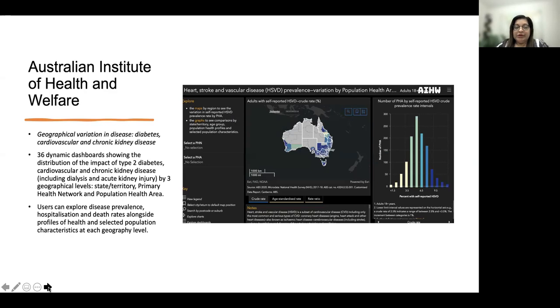Coming locally, the Australian Institute of Health and Welfare has 36 dynamic dashboards showing the distribution of the impact of type 2 diabetes, cardiovascular, and chronic kidney diseases. Users can explore disease prevalence, hospitalization, and death rates alongside profiles of health and selected population characteristics at each geography level.